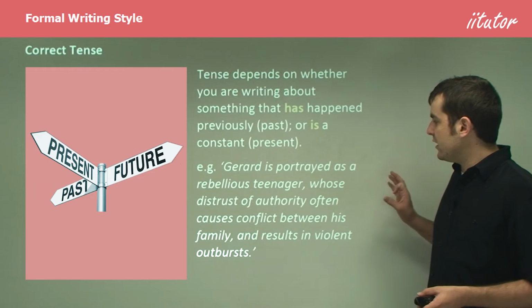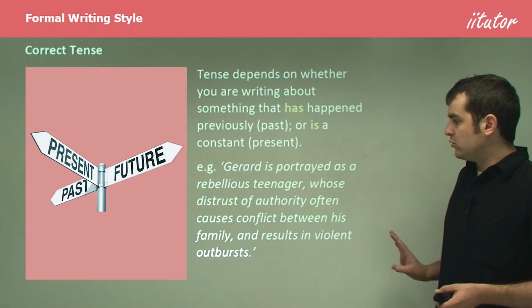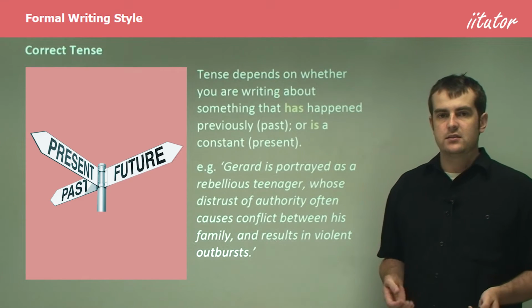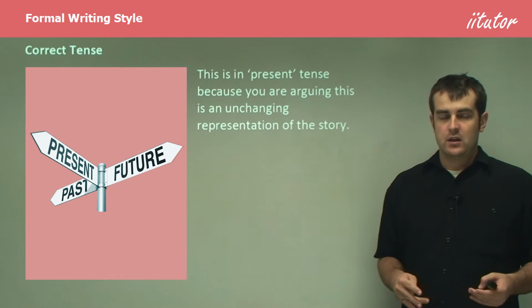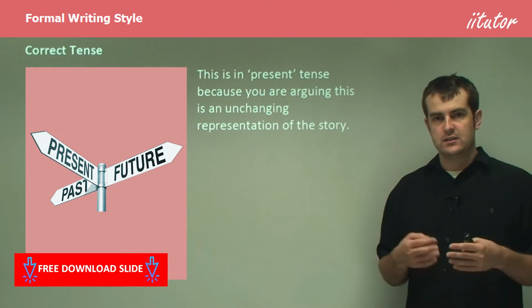So Gerard is portrayed as a rebellious teenager whose distrust of authority often causes conflict between his family and results in violent outbursts. Now this is in present tense. Why is it in present tense? Because it's an unchanging representation of the story. So even though I read the story in the past, my interpretation of it is unchanging.